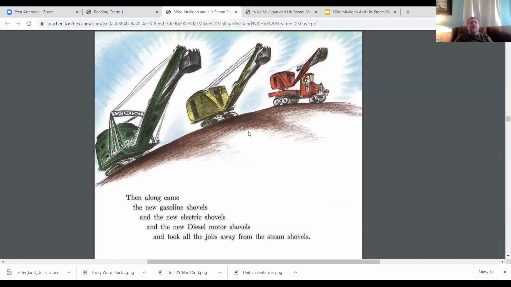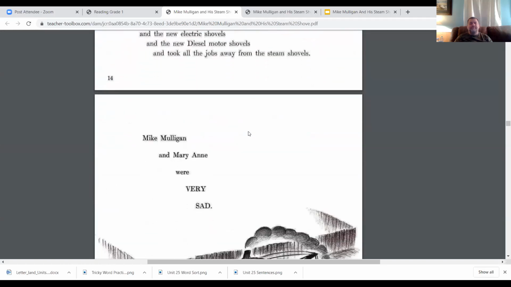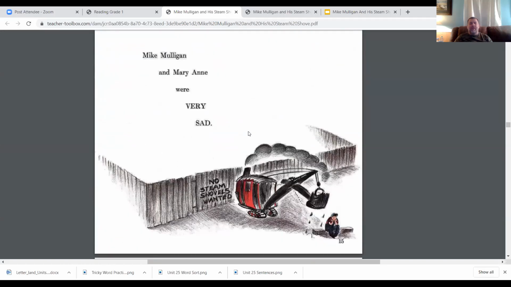Then came along the new gasoline shovels and the new electric shovels and the new diesel motor shovels and took all the jobs away from the steam shovels. Mike Mulligan and Mary Ann were very sad.